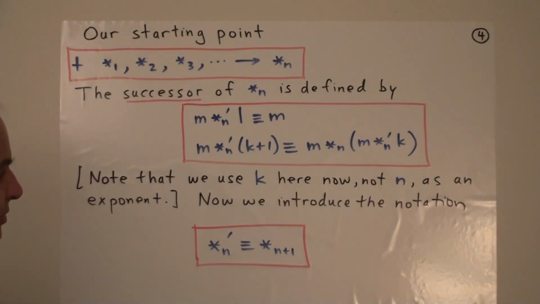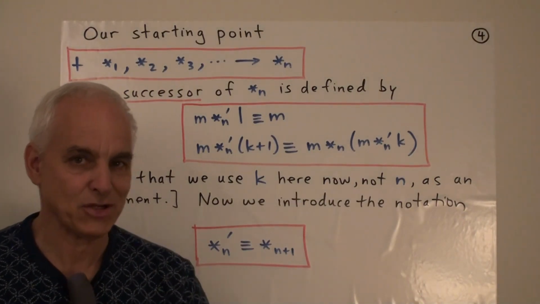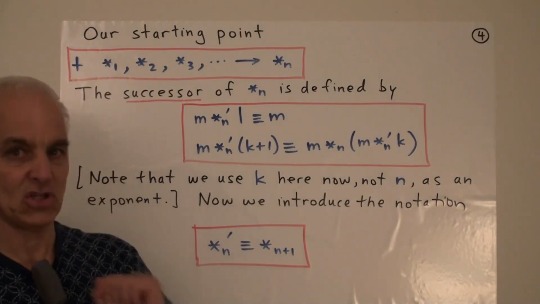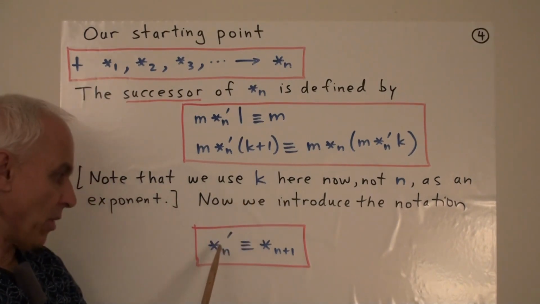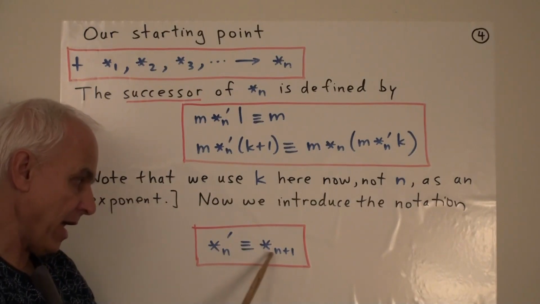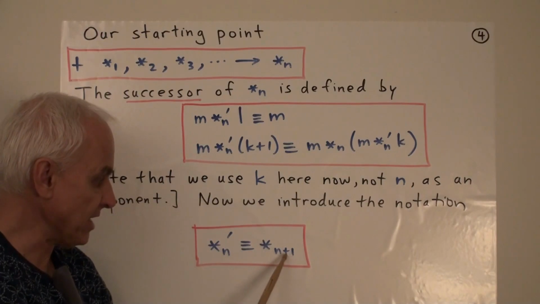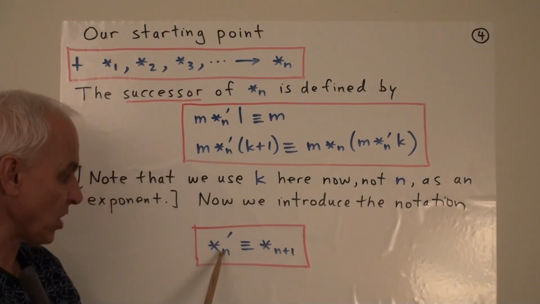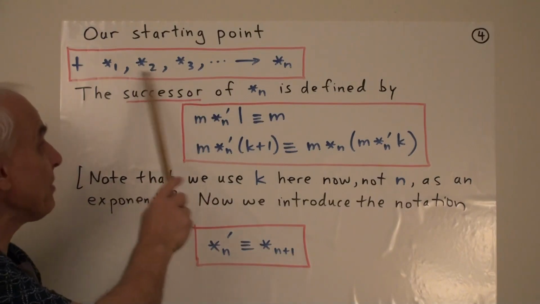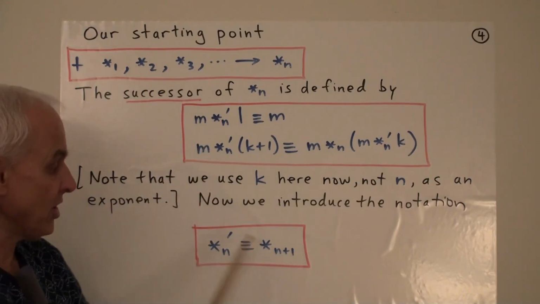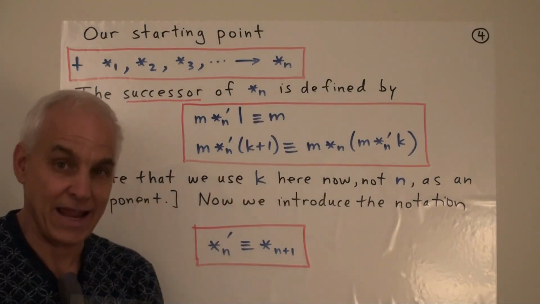Okay, and now we're going to introduce some interesting notation for this successor of star n. We're going to give it another name. We're going to call it star n plus 1. All right, so star n plus 1 is by definition the successor of star n. Star n was defined in terms of the limit of these operations. Star n plus 1 is now defined as the successor of star n.